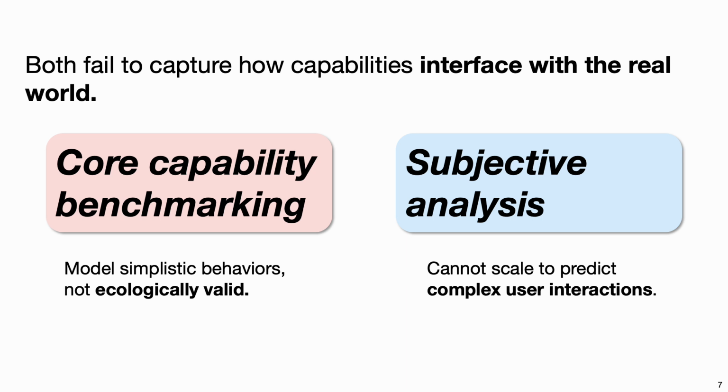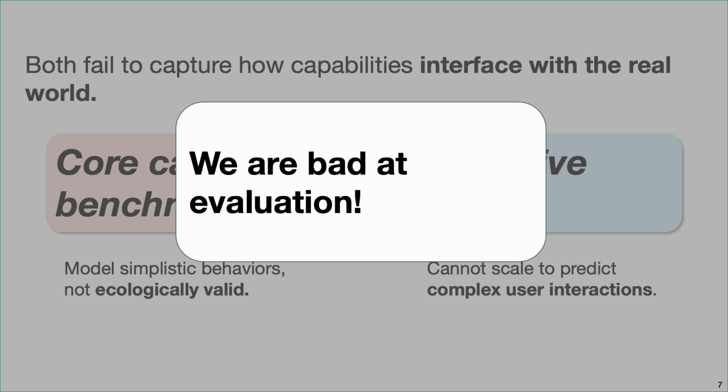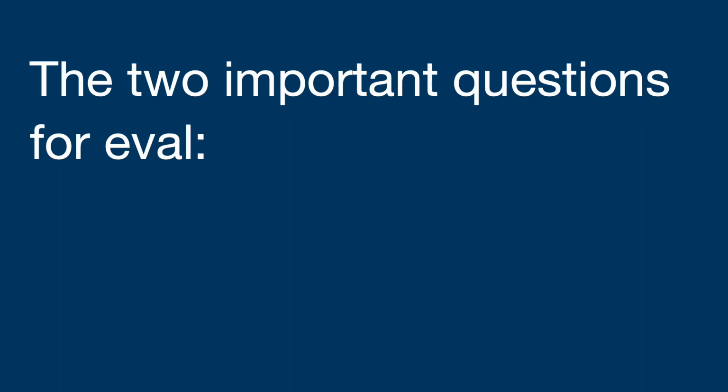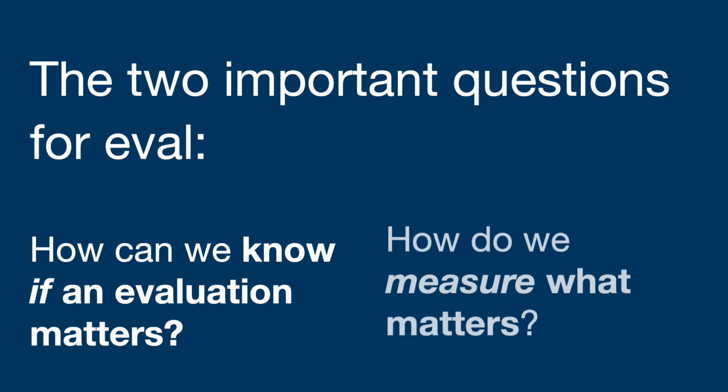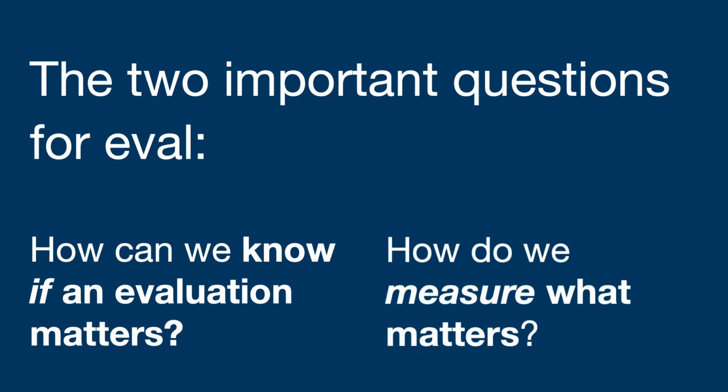And then the subjective analyses, while they can be more ecologically valid and more sophisticated than simple benchmarks, are not going to scale to predict complex user interactions. In other words, we're bad at evaluation. The two important questions that we need to answer for evaluation to get out of this pickle are, first, how can we know if an evaluation matters? And second, how do we measure what matters?